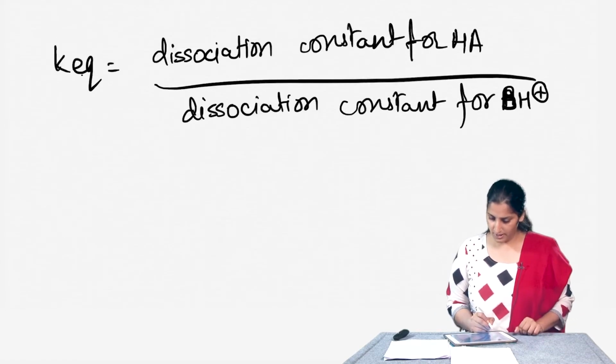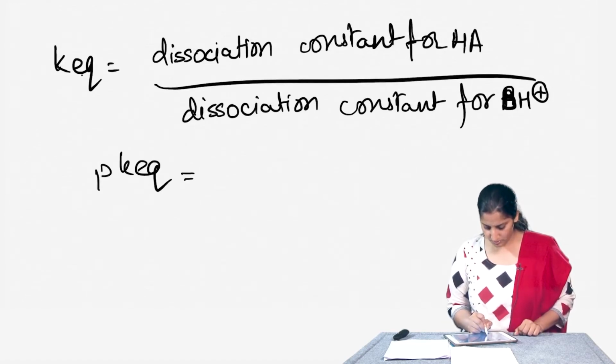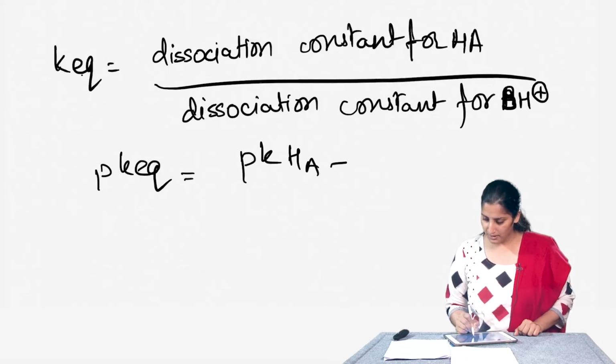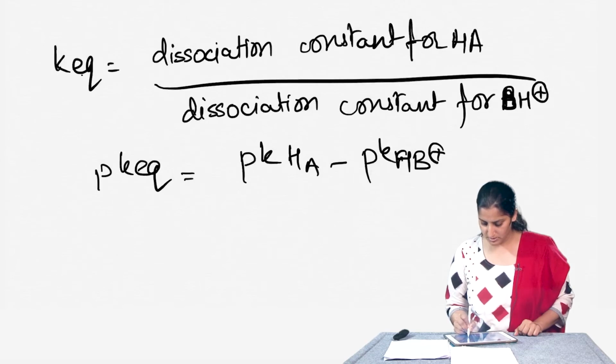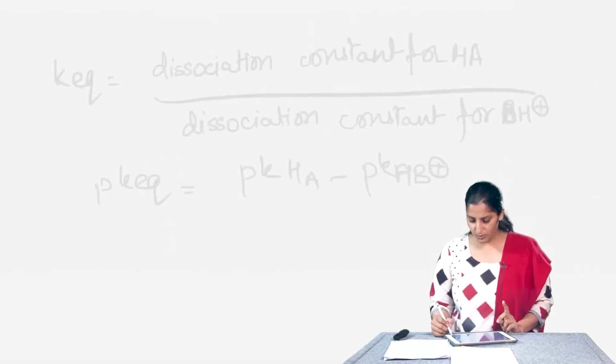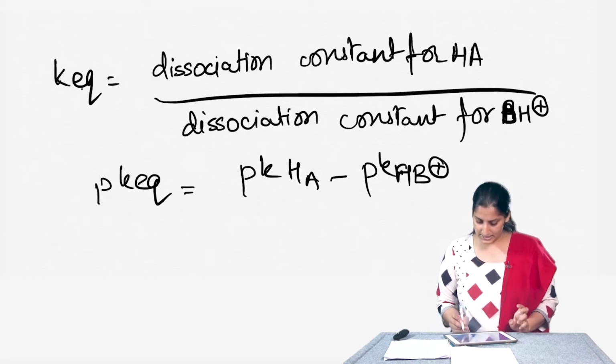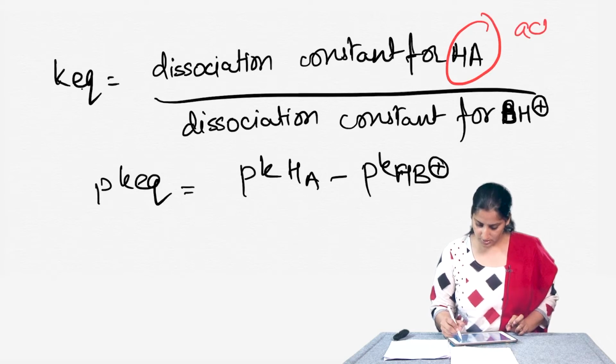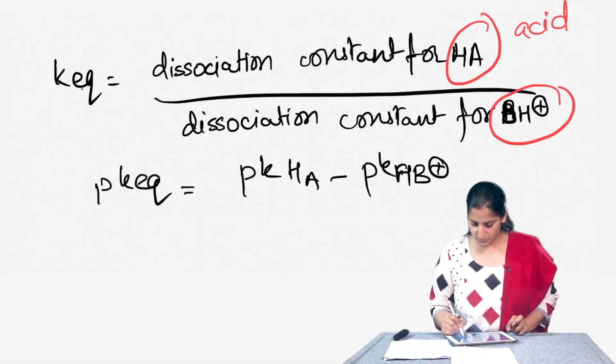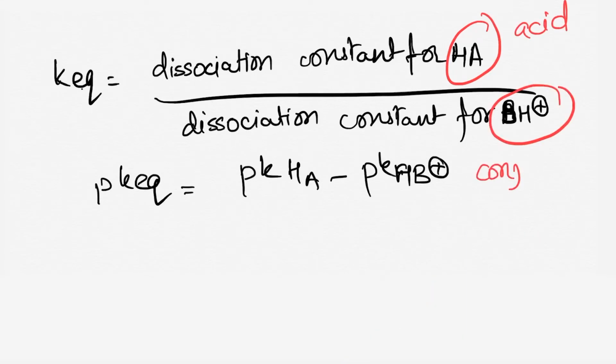Now, let us take the pKa. So, pKeq will be pKa of HA minus pKa of BH plus. I want to point out one thing: HA was our acid and BH plus was our conjugate acid as we started writing this reaction, right.